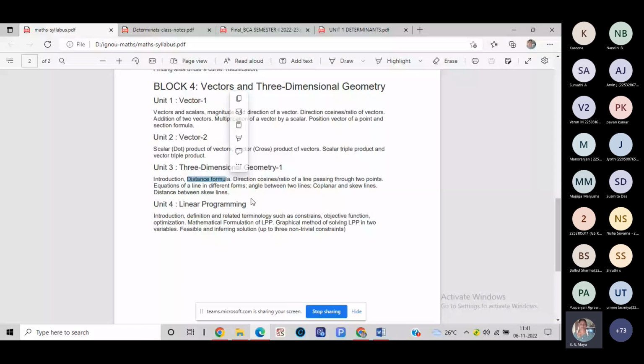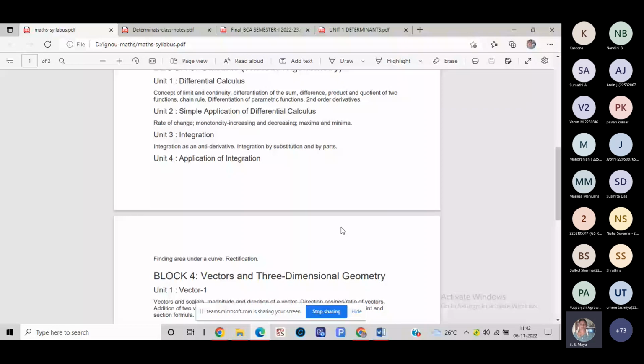Finally, we move on to linear programming. What is linear programming? Where can I apply it? Definition, related terminology such as constraints and objective function, mathematical formulation of the linear programming problem, applications, and the graphical method for solving LP in two variables, and what the different types of solutions are. It's called a non-trivial solution to find for these equations. This is the overall syllabus for basic mathematics.